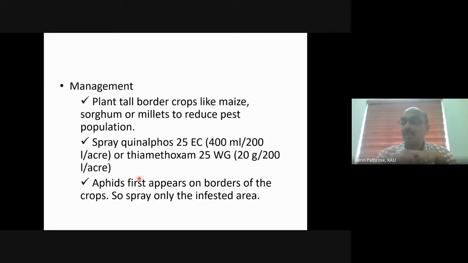The volatile chemicals released from the plant attract the insects towards it. So if we have a border crop such as maize, sorghum, millets, etc., which is not favored by the aphid, the volatiles emanating outside will be mainly those of maize, sorghum, millets, etc. So this is one way to manage the insect pest.